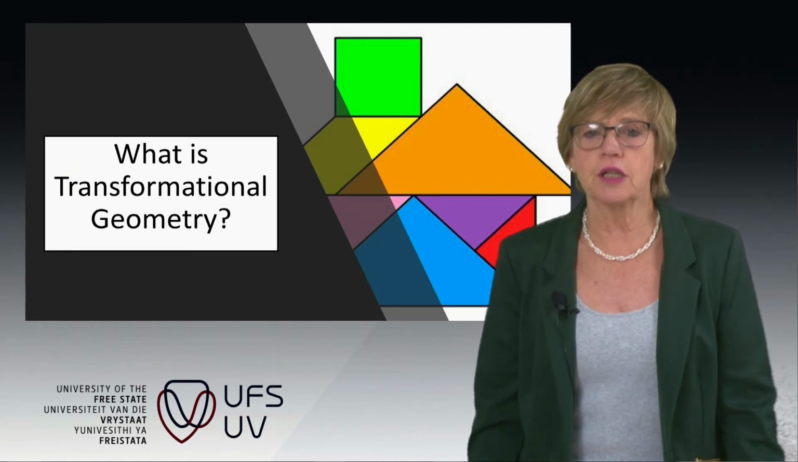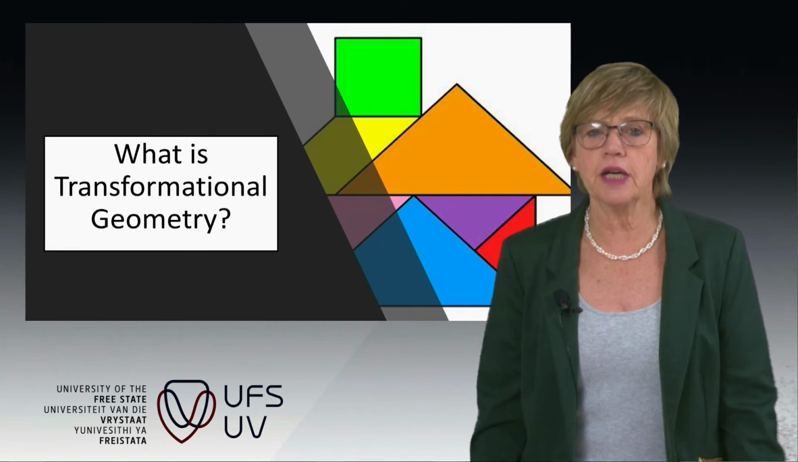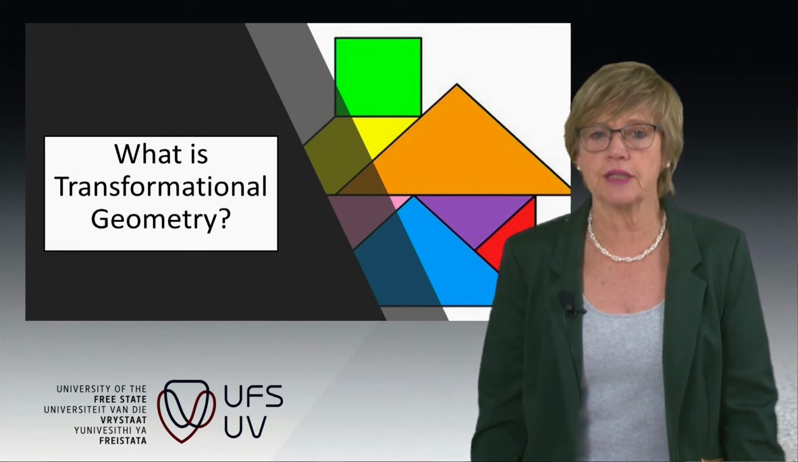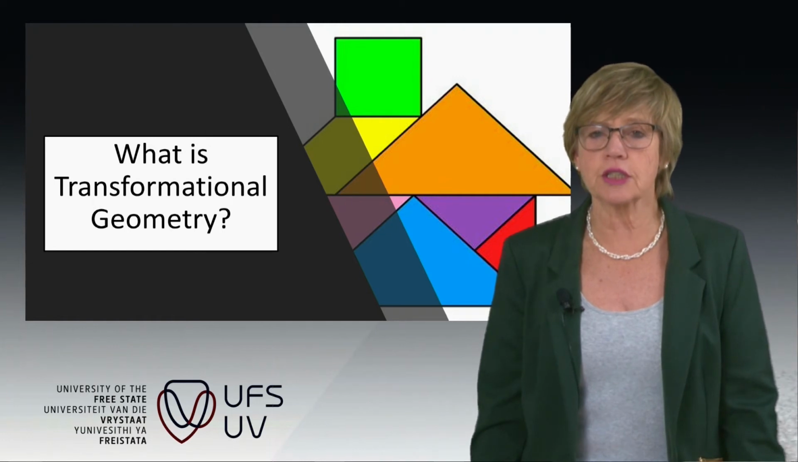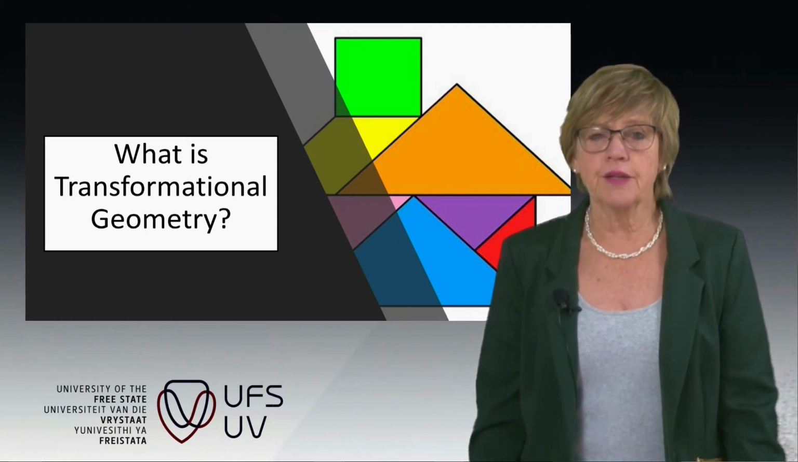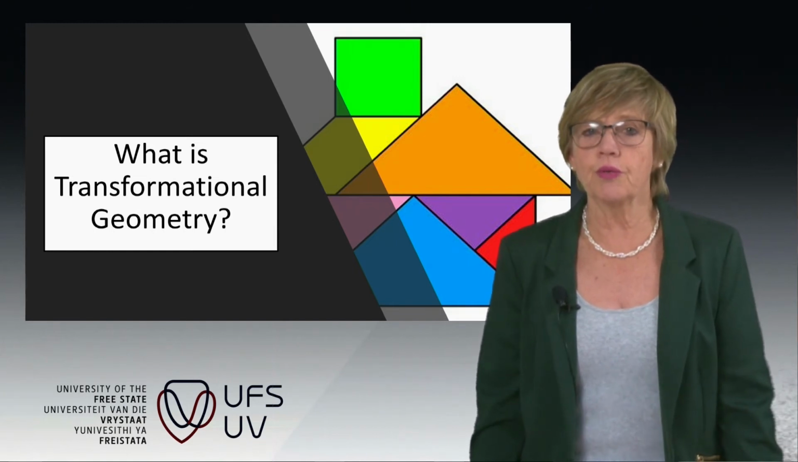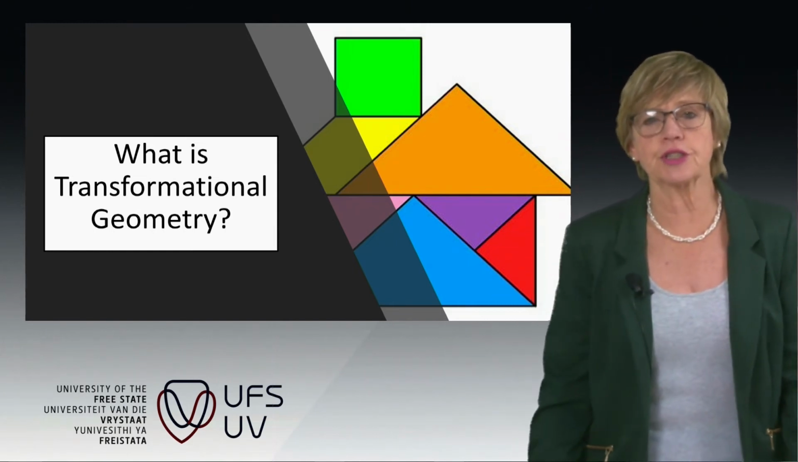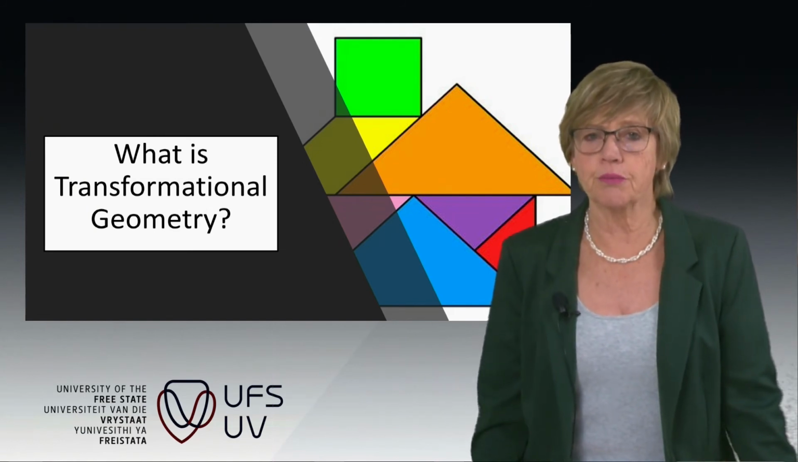What is transformational geometry? Transformational geometry focuses on how shapes and objects appear as they are moved about in space. As the objects and shapes are moved by translating or sliding, rotating or turning, and reflecting or flipping, they can be combined in many different ways. Although the orientation changes, the shapes and their fundamental characteristics remain the same.